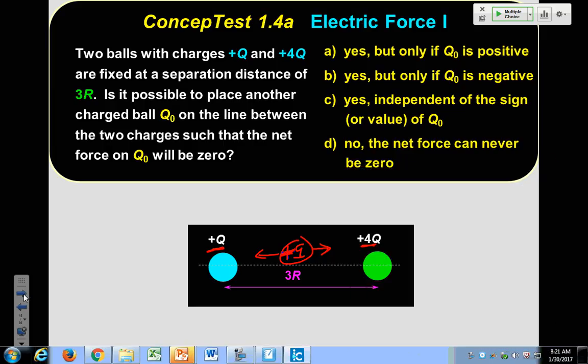I would expect some questions like that on the test where you have to think about where you can put charges such that they have an electric field or a force that would come out to be 0.